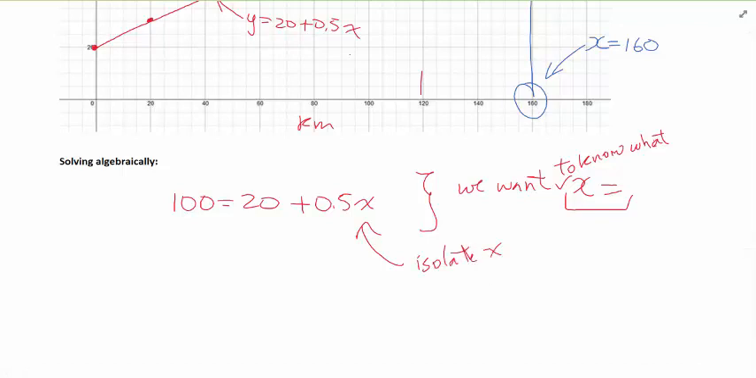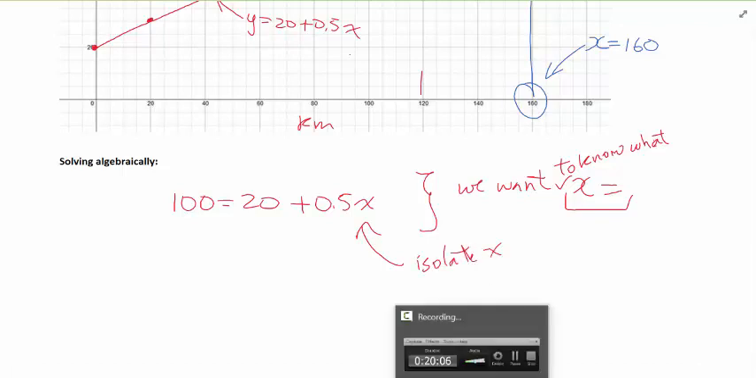Okay? Isolate x. Have x by itself, because I want x equals to something. Does that make sense? So when I ask you to solve it, I'm looking for the value of x. So I want x equals something. I want x by itself. I want x isolated. Is that good?